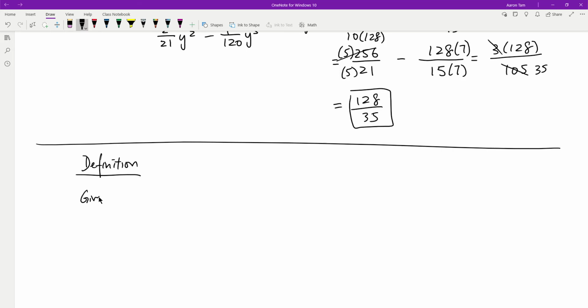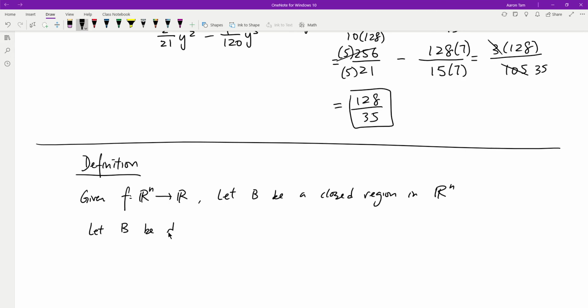So let's say we're given a function f that maps from R^n to R, and we're going to let B be a closed region in R^n. Let's say let B be defined by the following inequalities.